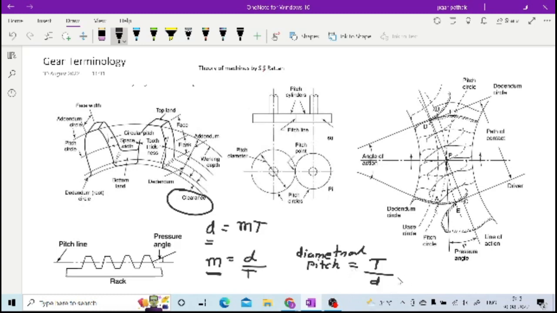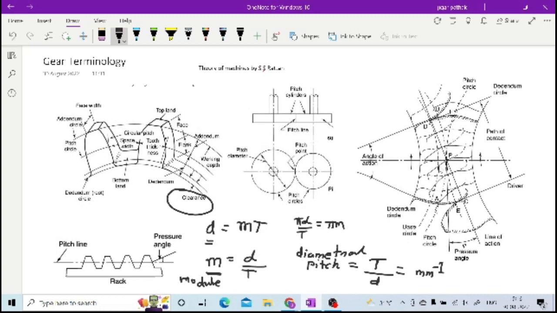But as you can see, the unit of diametral pitch comes as mm inverse. So in order to have uniformity, they have termed a new terminology, module, with the dimension d by t. So this is how you have diametral pitch and module. These are also important. Your circular pitch is given by pi d by t, so that is nothing but pi into m. These are some of the important things you have to keep in mind.